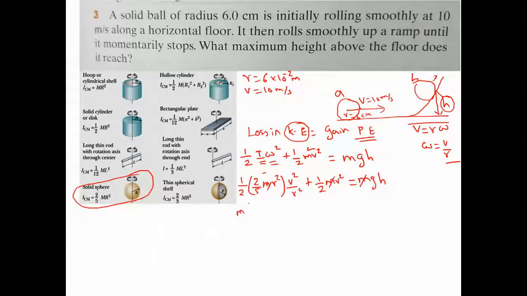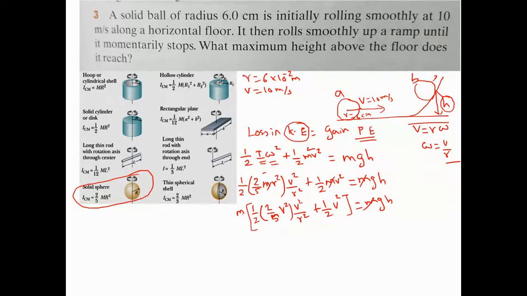So if I take the mass common, what I have here, brother, is half multiplied by 2 over 5 r square, multiplied by v square over r square, plus half v square. Yes, you're right. And here m. Yes, I understand now. Now I can just cancel mass with mass. Let's see the remaining terms. What remaining terms can I cancel? I can cancel these 2 with 2. Yes, you're right. I can cancel this r square with r square. And what is remaining? I have 1 over 5 v square plus half v square, which is equal to gh.